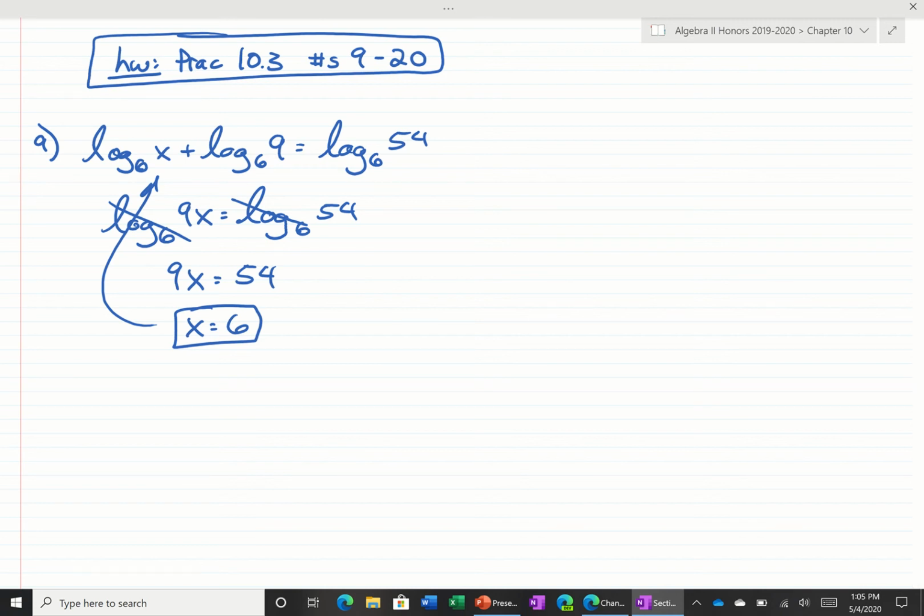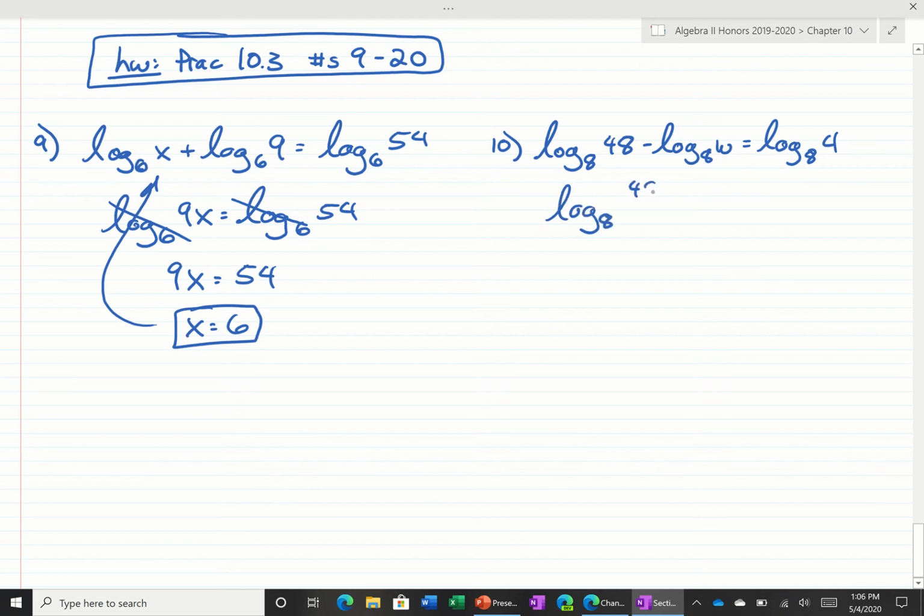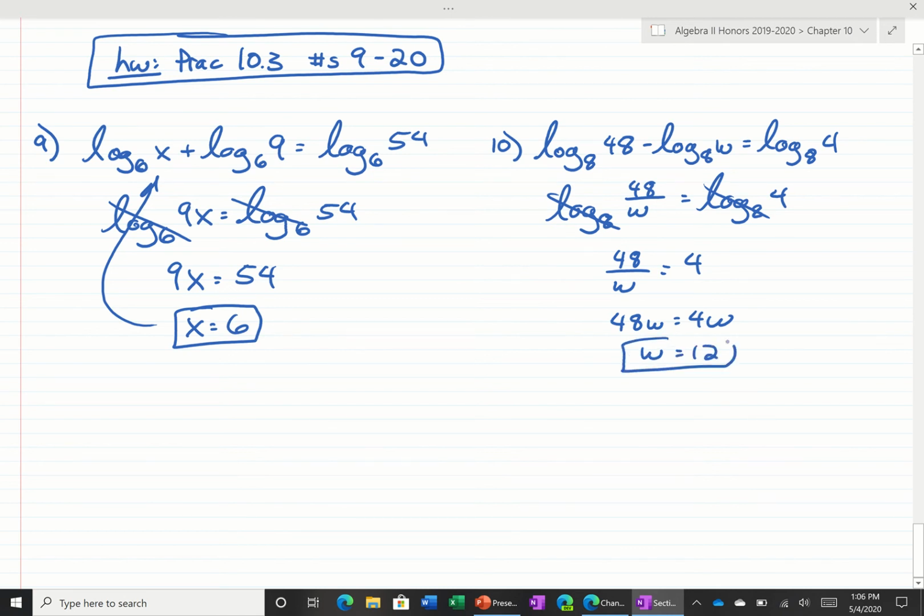For a problem like number 10, it says the log base 8 of 48 minus the log base 8 of w is equal to the log base 8 of 4. Well, there's nothing in front of log, so we could use a quotient property. Log base 8 of 48 divided by w is equal to the log base 8 of 4. Property of equality cancels those, and we would get 48 over w is equal to 4. Multiplying both sides by w and dividing both sides by 4, you get w is 12.